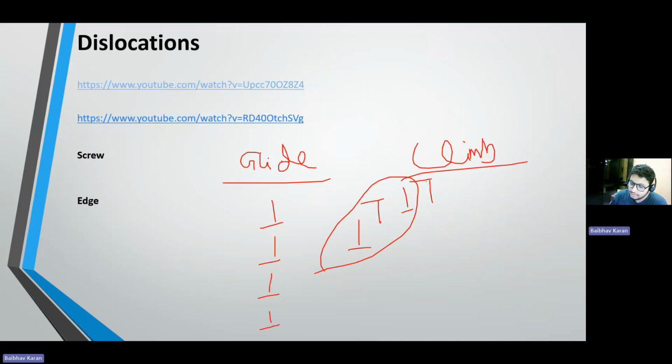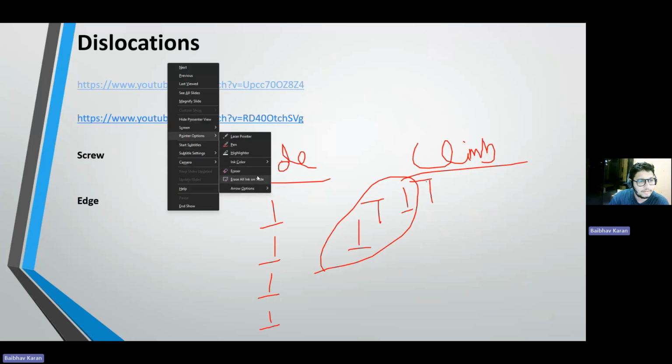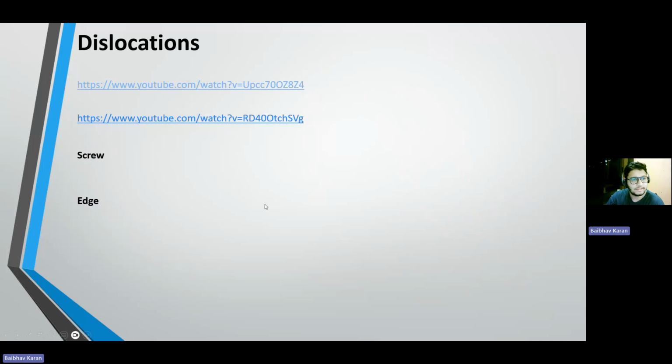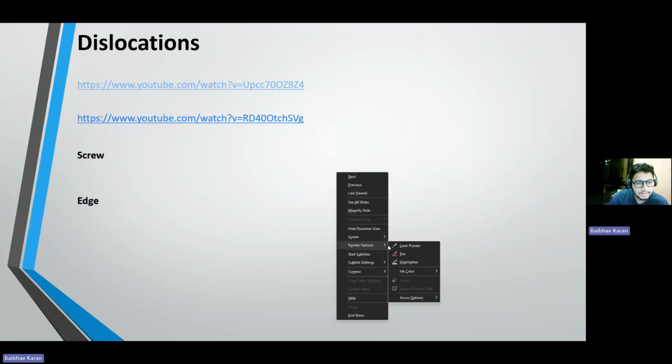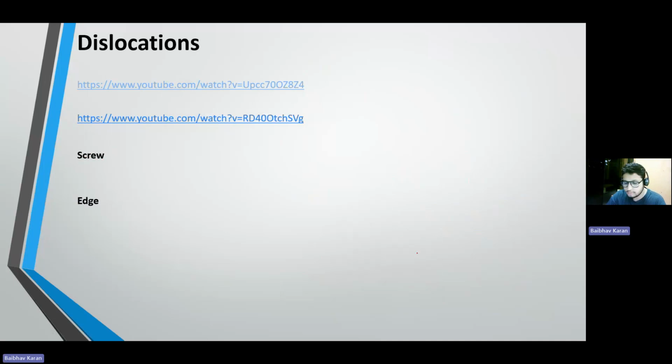Then another concept we have is image forces. What do we mean by image? Image means there is a mirror image of a material. Mirror image means the same material exists in a different orientation. So how can we extrapolate this to dislocations?